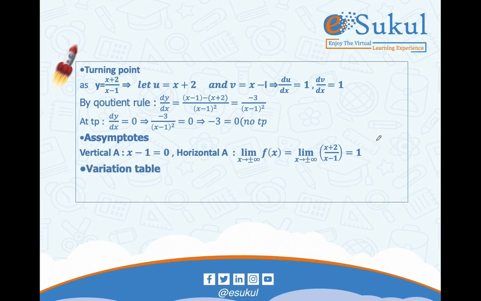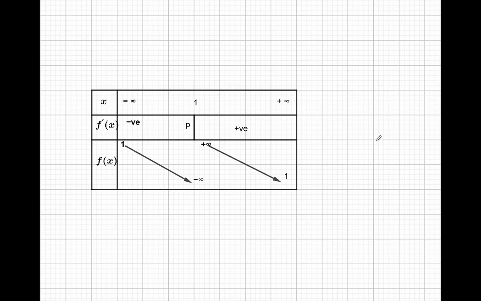The second part is the variation table. We remind ourselves the variation table is defined based on the domain set and the TP, if at all it exists. So our variation table, as you can see, we have 1 as our first point here, from minus infinity to plus infinity. We remind ourselves that here is from the domain. Since there's no TP, our variation table is uniquely defined on our domain set.